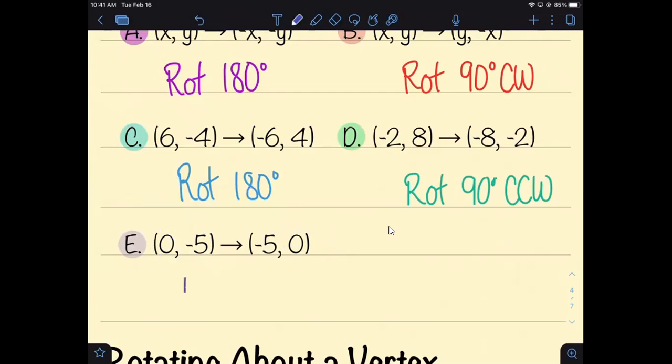That is correct. 90. Nice job. That is a rotation of 90 degrees clockwise. They took the opposite of the 0, which made it 0 still, and then flipped it.